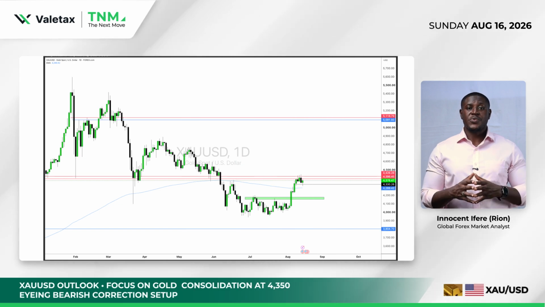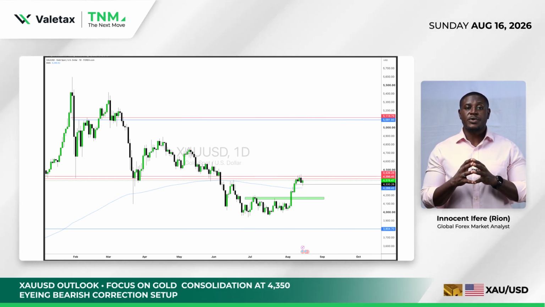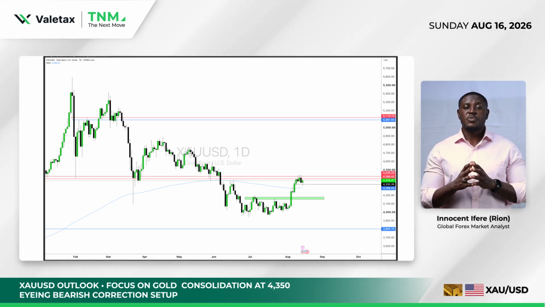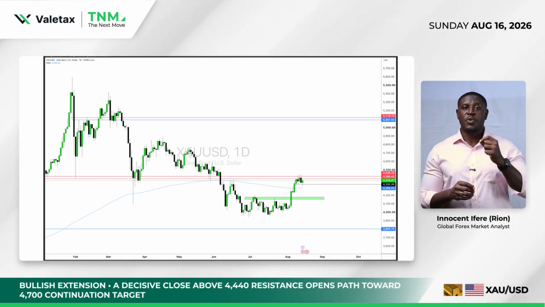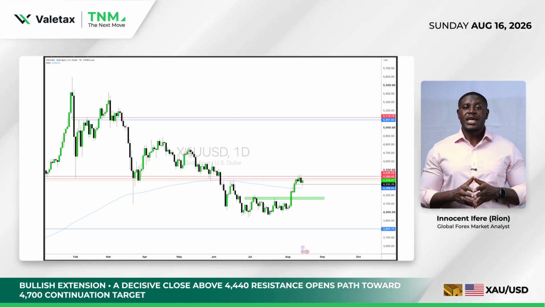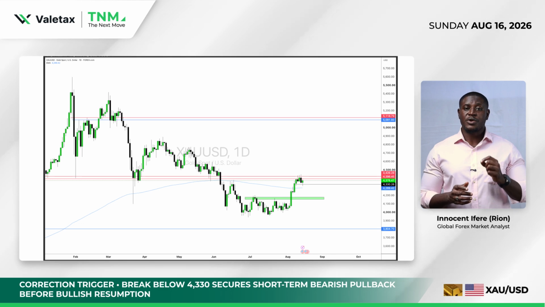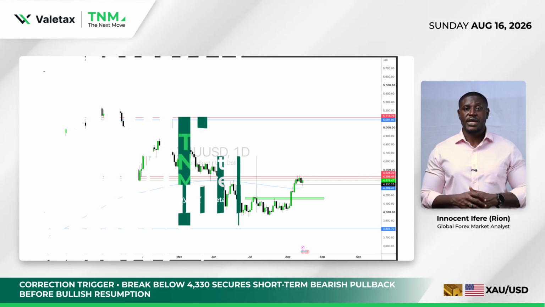For the XAUUSD this week, we see the XAUUSD staying extremely bullish, but with prices currently consolidating at the 4,350 levels. We do expect to see some sort of bearish correction before a continuation of the bullish move for the XAUUSD. But if prices close above the 4,440 levels, then we might see the XAUUSD continue its bullishness up until the 4,700 levels before any halt for the XAUUSD. But a close below the 4,330 levels would send the XAUUSD bearish short term, just for a bearish correction before the continuation of the bull side on the XAUUSD.